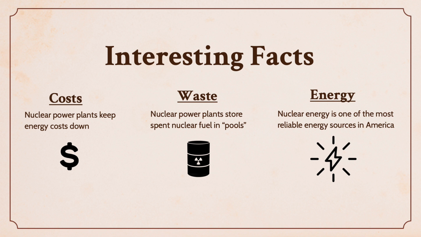All U.S. nuclear power plants store spent nuclear fuel in what are called pools. These pools are made of reinforced thick concrete with steel liners and 40 feet deep water. The fuel is usually cooled for at least 5 years before transferring into a dry cask facility for up to 40 years. Nuclear energy is one of the most reliable energy sources in America. Nuclear power plants require less maintenance and operate at full capacity most of the time.